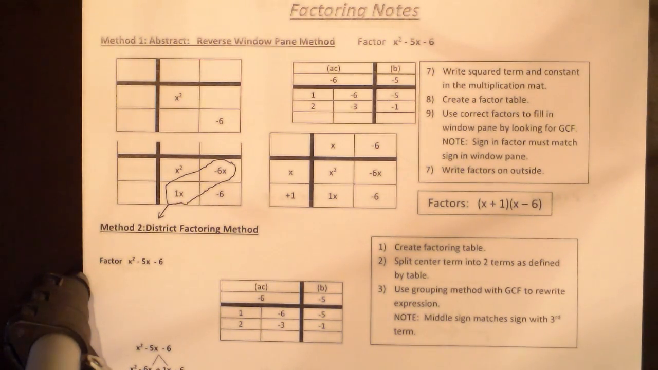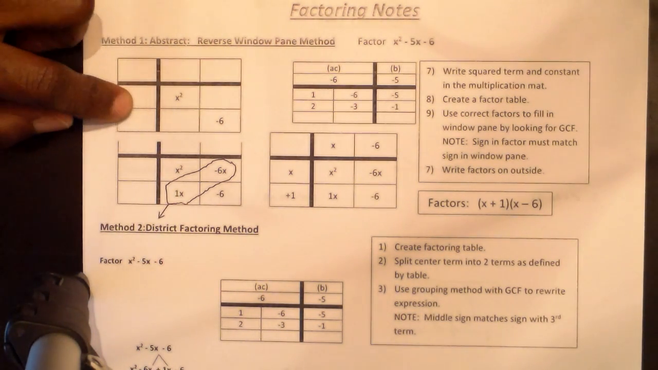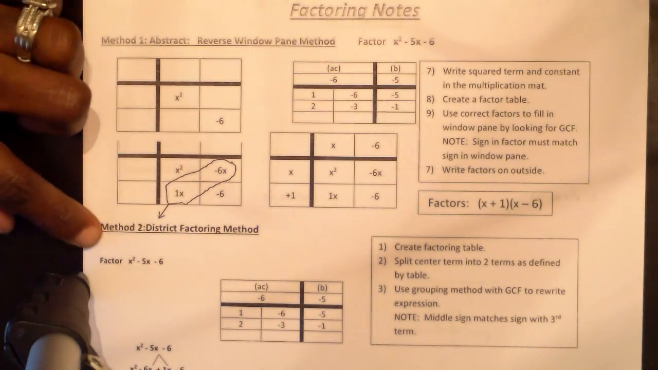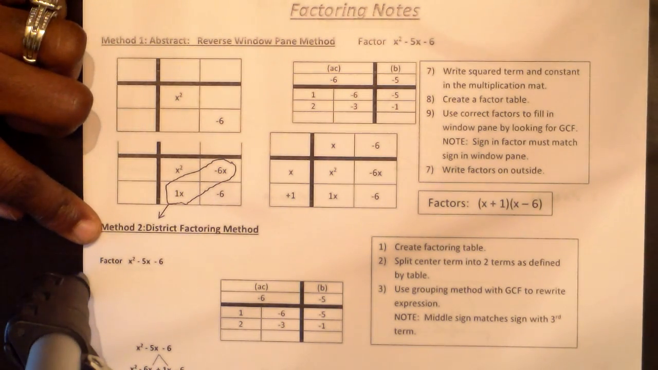We're going to learn two methods today, and then tomorrow you'll learn another method. And then once you get the hang of it, you'll kind of pick which method works best for you, kind of like what we did with systems. At the top of the page, it kind of explains both of the methods. The first one is using a reverse window pane, and the second one is using a distributive method, which is more of a grouping method. I'll work through some of the problems using both methods so you can kind of get used to both methods and just choose whichever one you want.